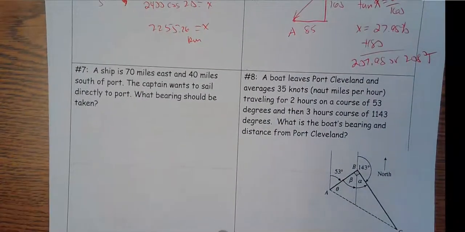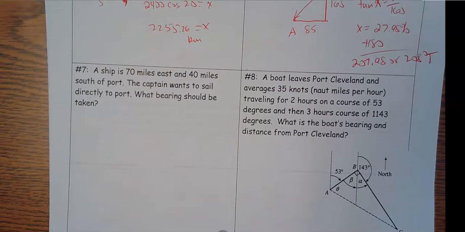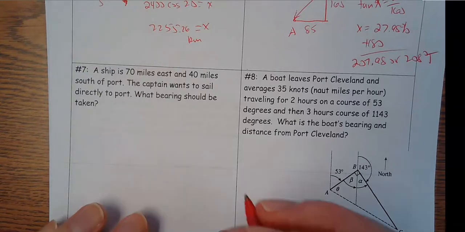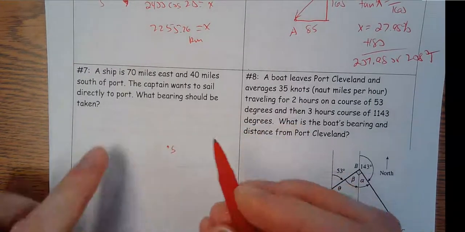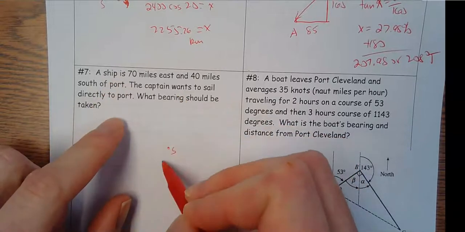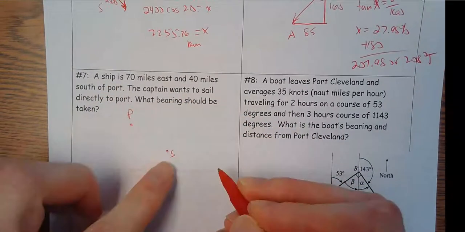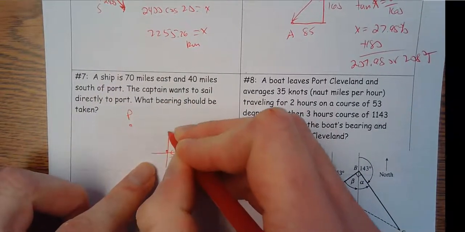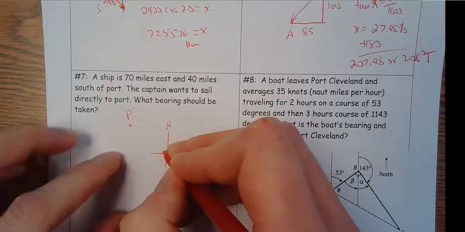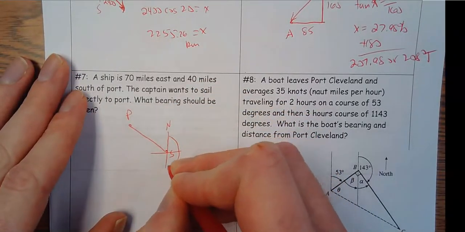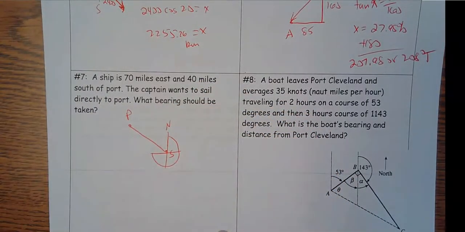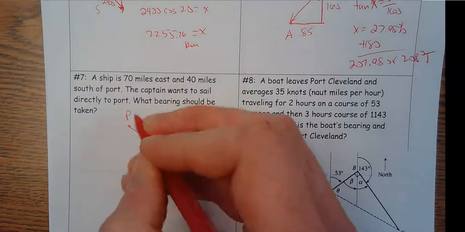A ship is 70 miles east and 40 miles south of a port. The captain wants to sail directly to the port. So what bearing should we take? And kind of the exact same question here. So you've got the ship here, and it's east and south of the port. So we're starting right here. Here's north. I want to get to there. So off the bat, I know this is going to be a little more than 270. I just need to find out what this angle is right here.